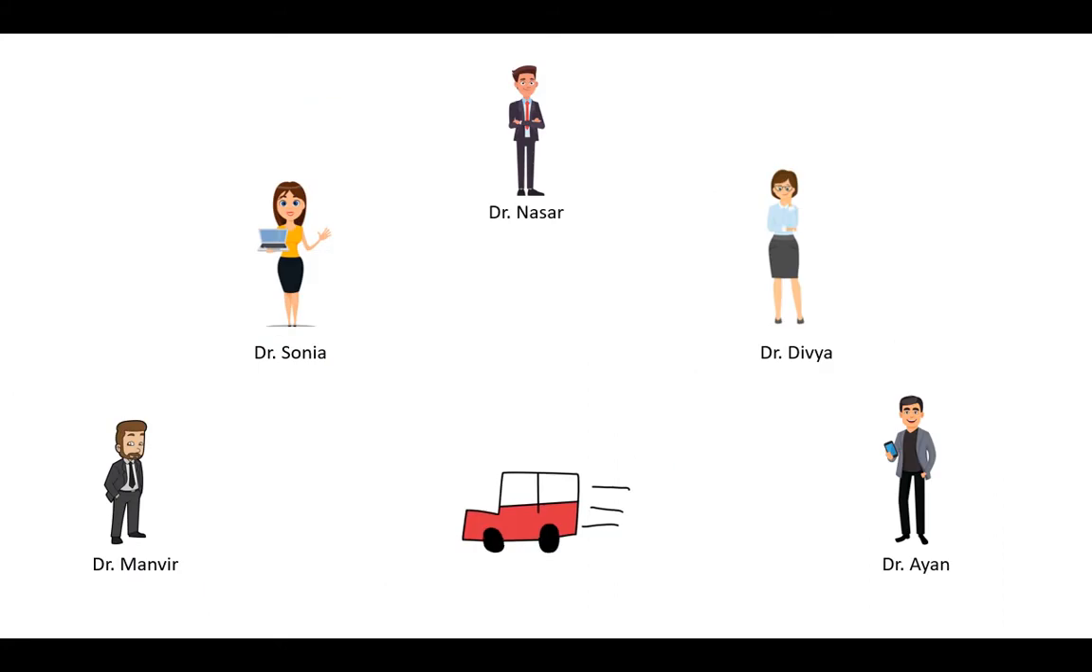Okay, so let us build the concept very clearly. So we have 5 doctors over here, okay, and a car is moving, and the moving car is running towards the direction of Dr. Manvir, and it is moving away from Dr. Ayan, right? And for Dr. Nasser, the car is neither moving away from him nor coming towards him, right?